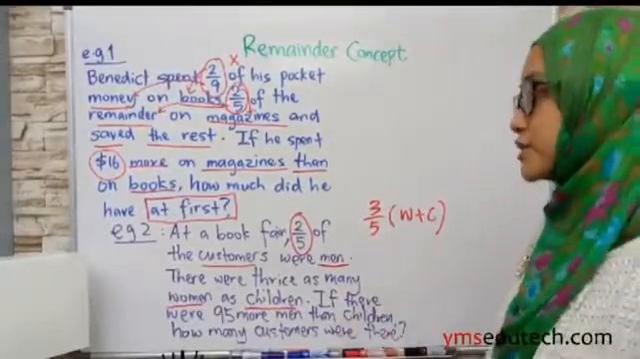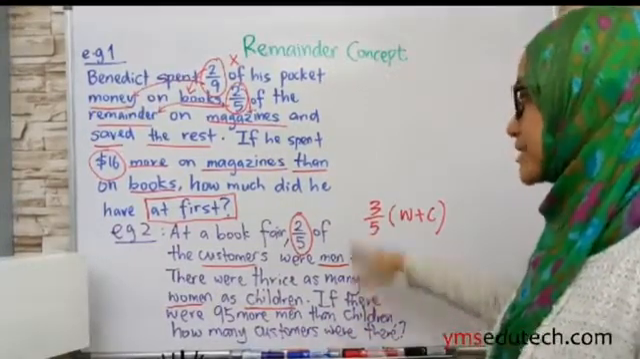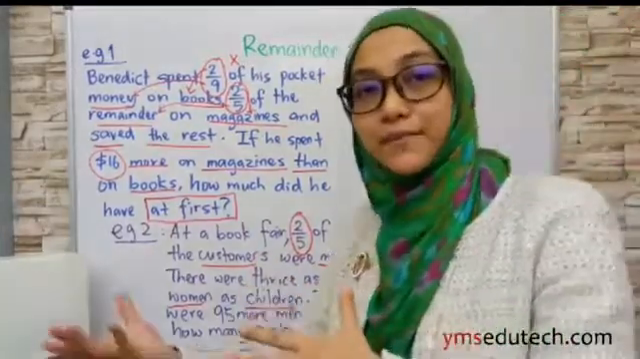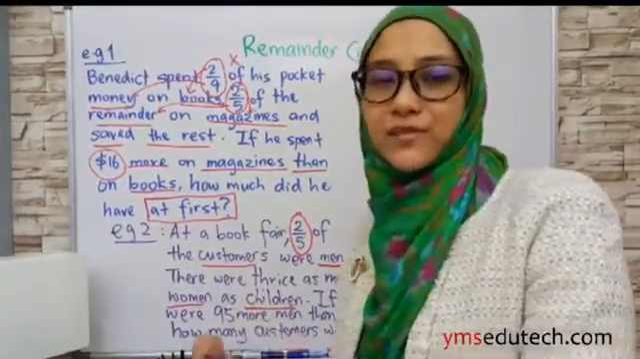So again, you may want to dig up questions that have similar concept as this. So it talks about a fraction referring to an item, and then suddenly it talks about other items. So you will know that this is remainder concept type of question.